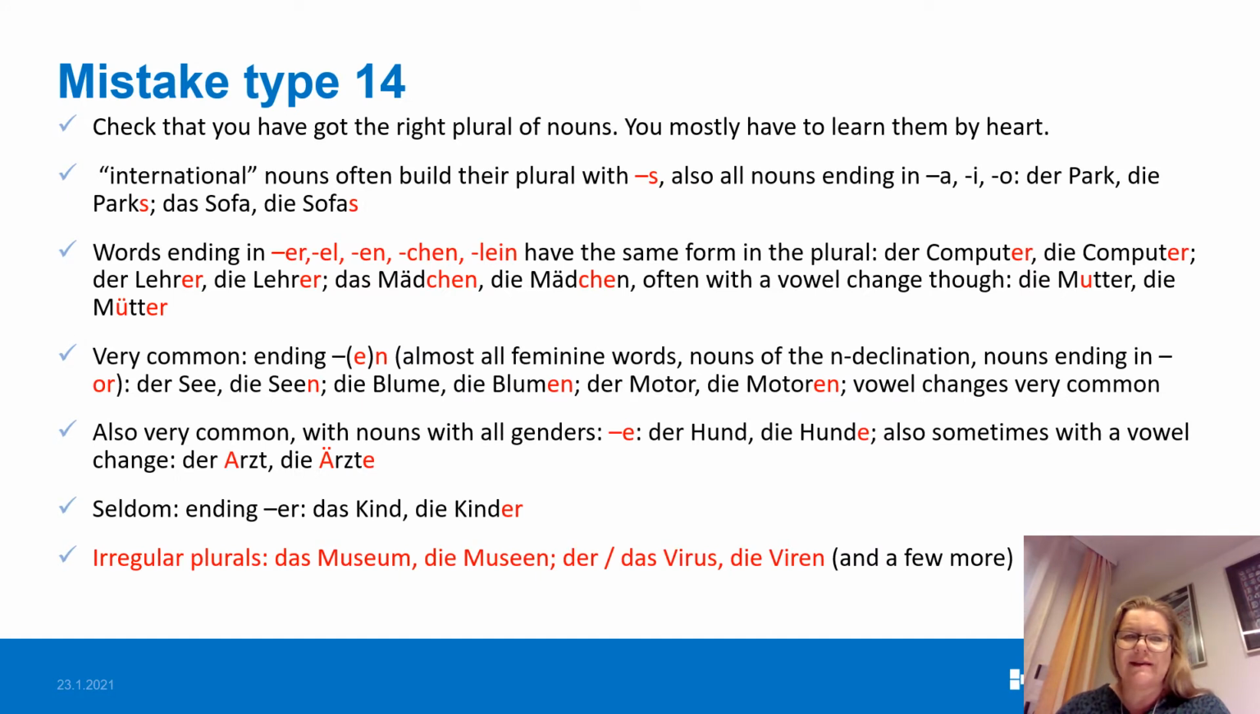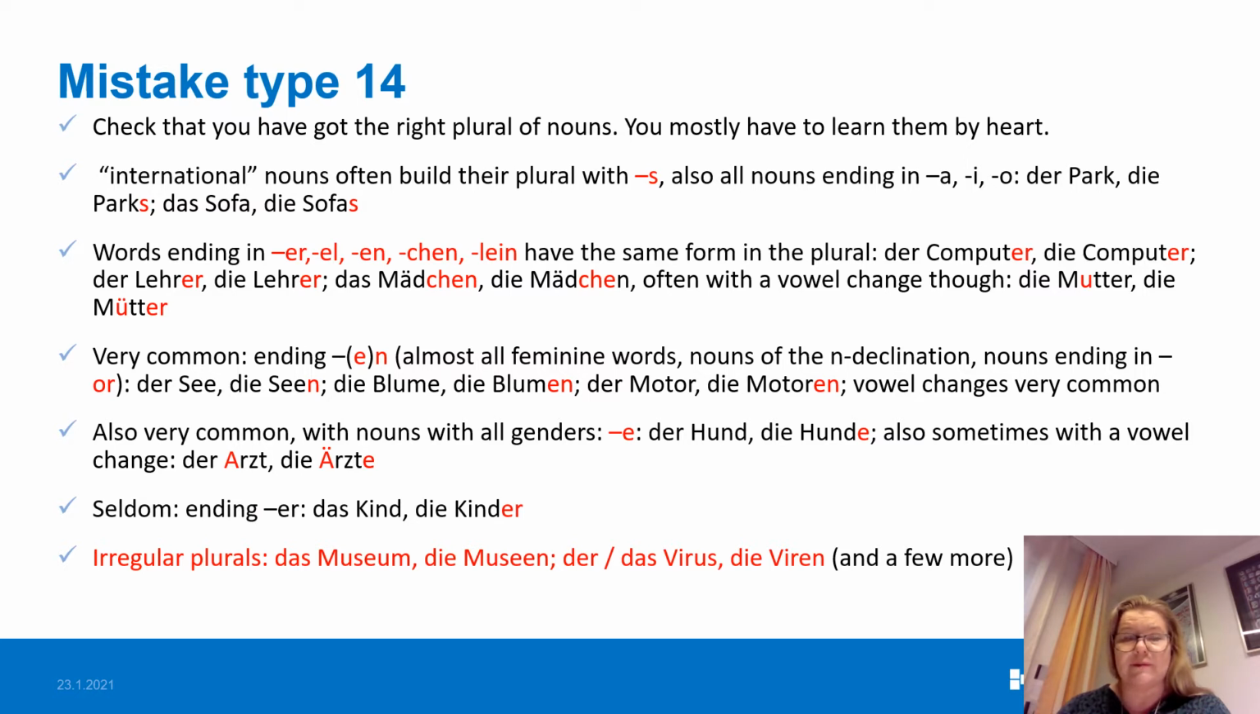The next mistake type, number 14, is all about the building of the plural. So check that you have got the right plural of nouns. So you mostly have to learn them by heart. So-called international nouns often build their plural with S, also all nouns ending in A, I, O. So it is der Park, die Parks, das Sofa, die Sofas. So if you recognize the word and it's exactly the same in English, then chances are high that it's going to be with that one.